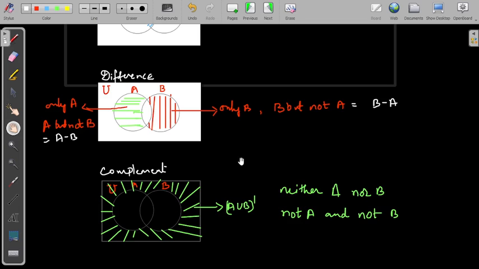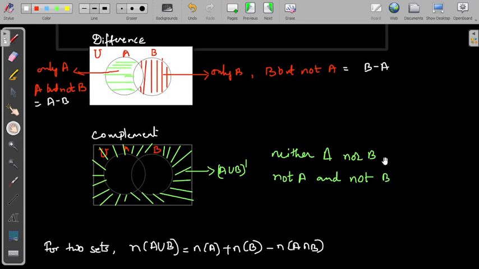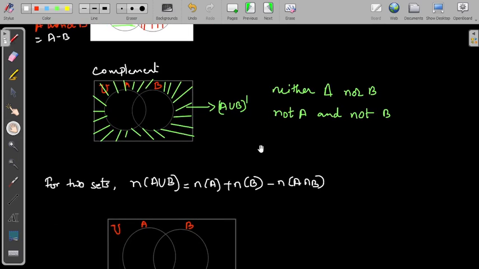In case the problem asks to find neither A nor B: either A or B means union, neither A nor B means the complement of the union. You have to find (A union B) whole dash. The region outside A union B is called its complement. So to find neither A nor B, we have to get the number of elements in (A union B) whole dash. Now to do all these, we need a formula.